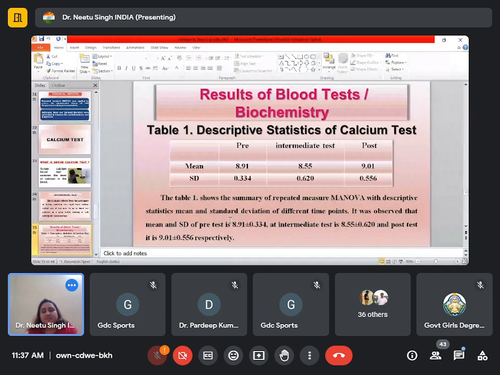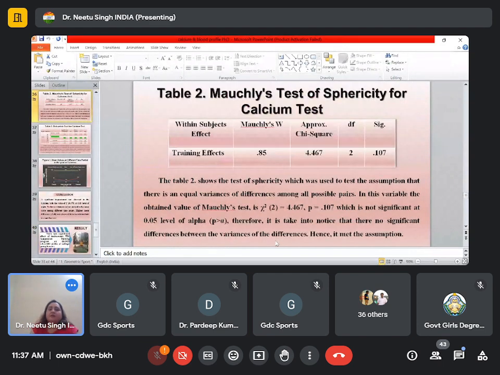These are the results. Descriptive statistics show the summary of the repeated measures MANOVA: mean and standard deviation at different time points. It was observed that the mean and standard deviation for the pre-test was 8.91, the intermediate 8.55 plus or minus 6.620, and the post-test 9.01, respectively. Mauchly's test of sphericity was applied for the calcium test.